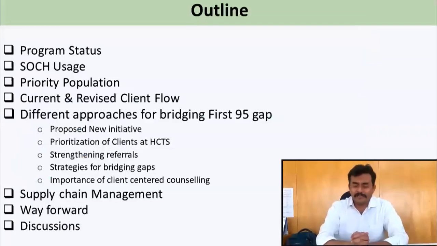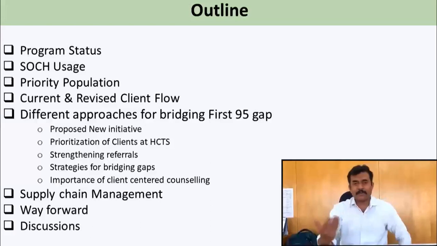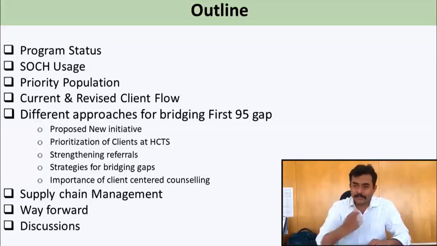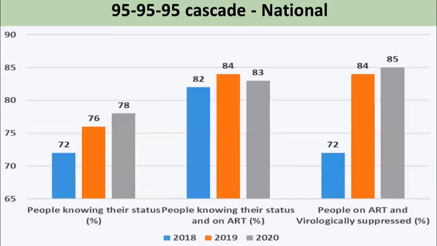Apart from it, we will share the update on SOCH usage as well as on the stock status, apart from the first 95 gap, and also the difference between HIV and syphilis testing. In detail, the officers from NACO and our partners will tell about the differential strategy to reach out to the high risk and at risk population and bridge the first 95 gap.